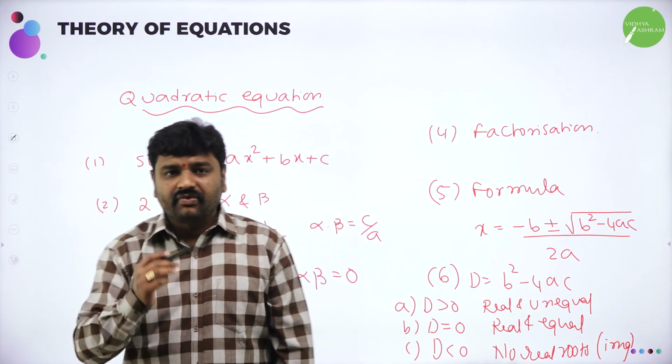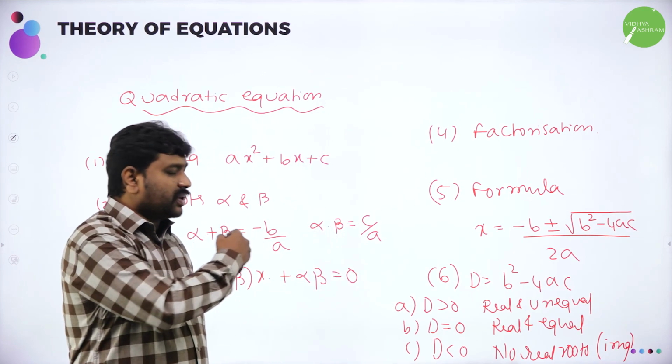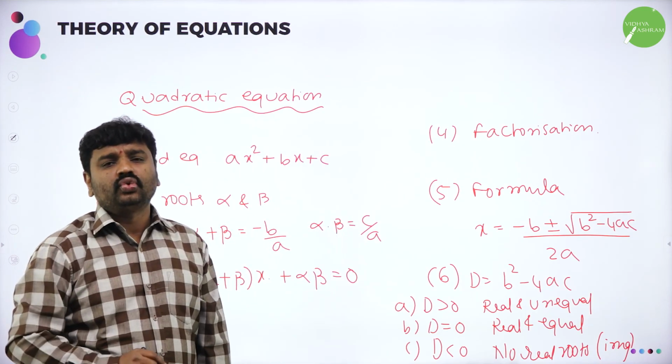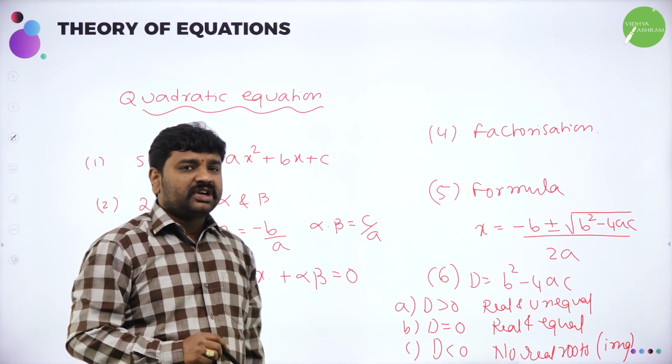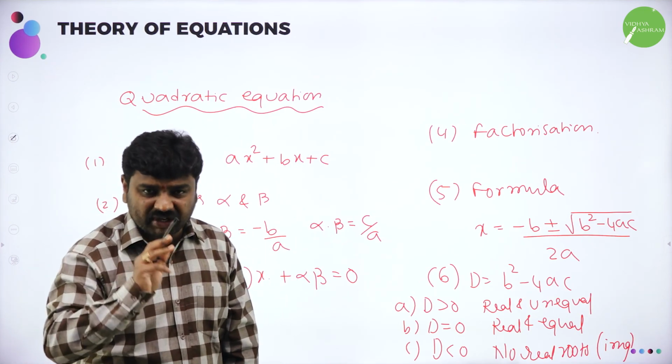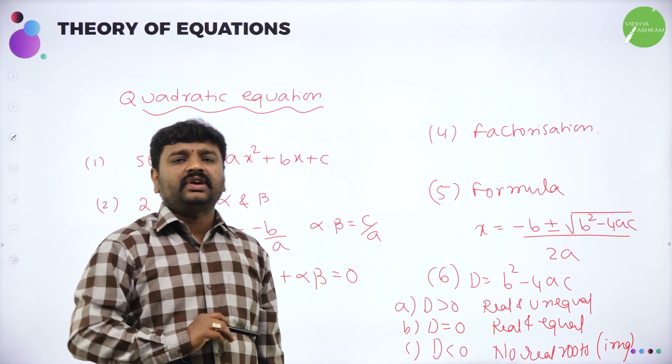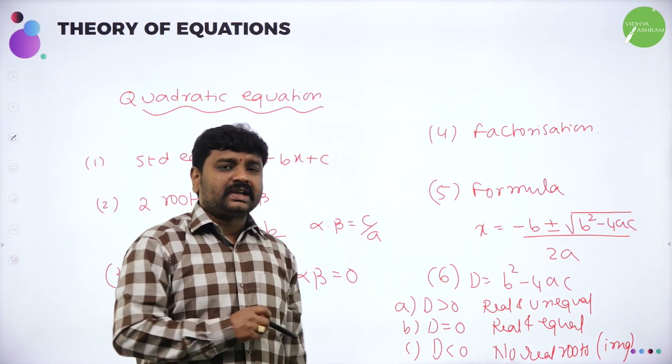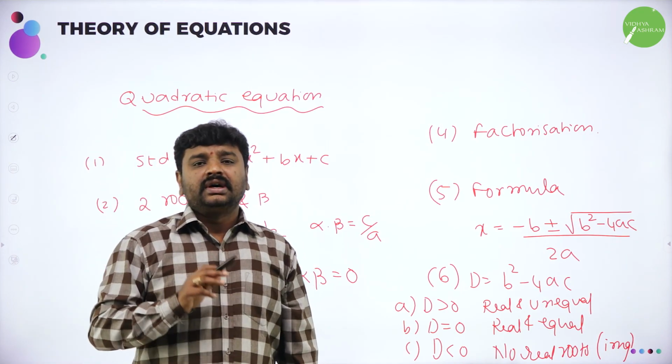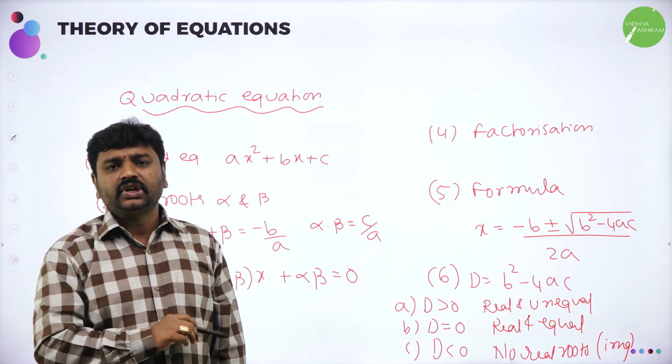This is the basics of the quadratic equation. Please summarize: any quadratic equation will have two roots, and the formula should be thorough: minus b plus or minus root of b square minus 4ac by 2a. And b square minus 4ac, we call it the discriminant. Depending on the discriminant value, you can judge the nature of roots. That's what we have done in today's class.